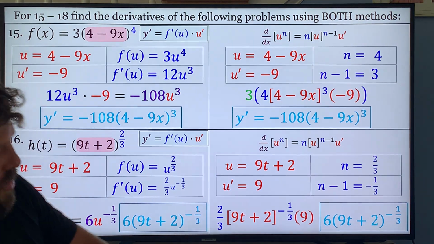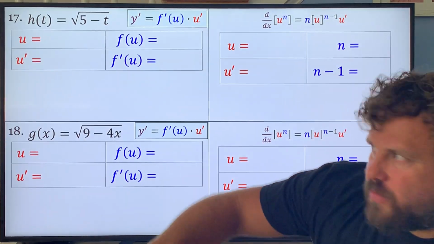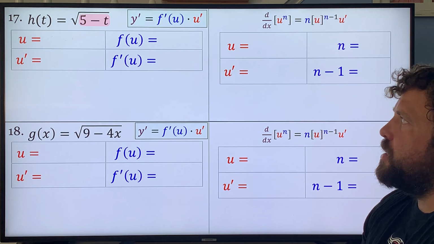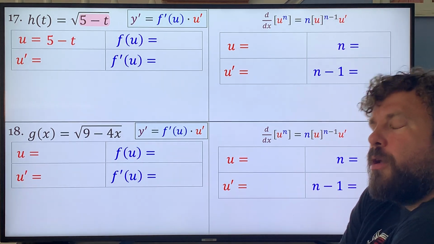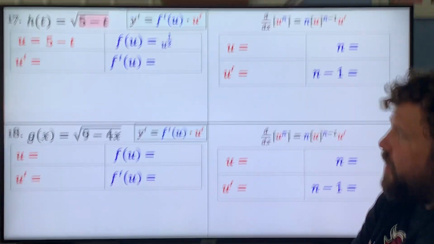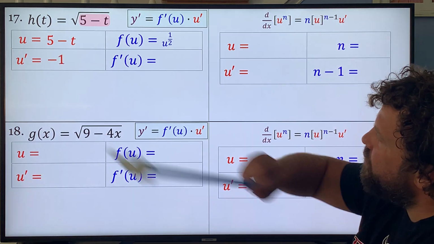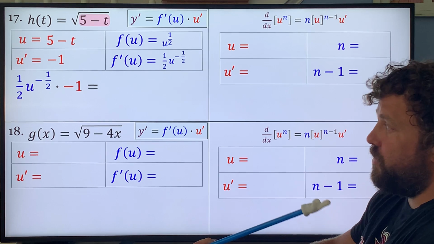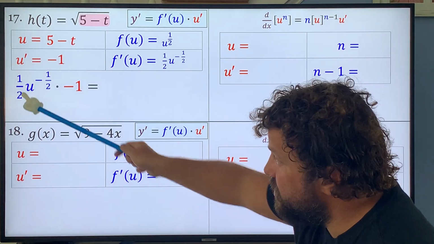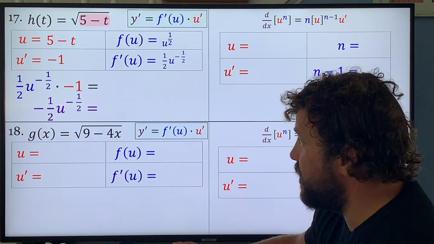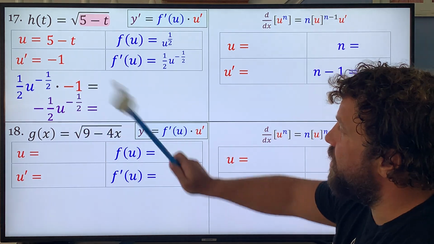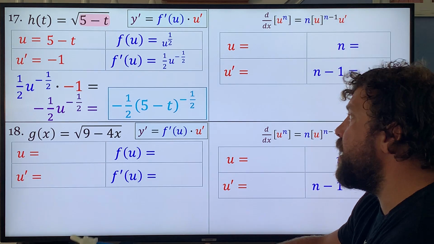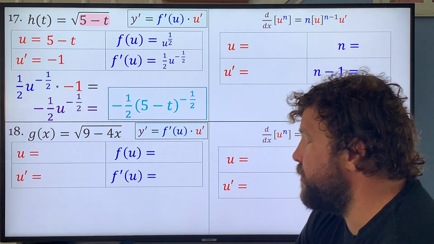15, 16, let's do like this. And after this, I'm going to be done with the power rule. But you can still use it. U is the inside, 5 minus t. F of u. Square root u or u to the 1/2. U prime, negative 1. 1/2 u to the negative 1/2. 1/2 u to the negative 1/2 times negative 1 just makes it a negative 1/2 u to the negative 1/2. Plug your u back in. Negative 1/2, 5 minus t to the negative 1/2. Or negative 1 over 2 square root 5 minus t.